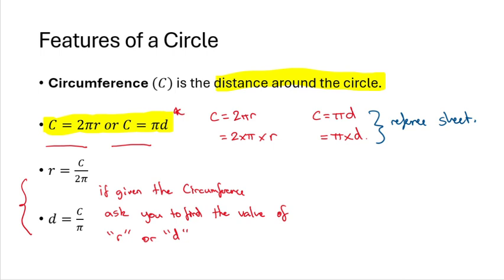So, depending on your question and whatever it is you're given, and they ask you to find the circumference, you need to apply one of these two formulas, depending on what you're given. Now, these two at the bottom, where it says r is equal to C over 2 pi and d is equal to C over pi, all it means is that if you are given the circumference and they ask you to find the value of radius or diameter, these are the formulas you will use as well. Not as important, but good to know and have it in your reference sheet as well.